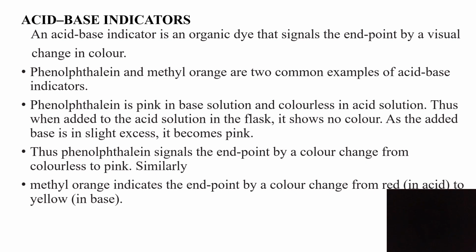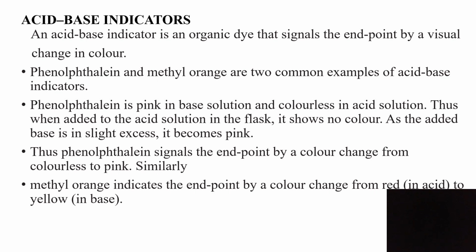The end point of the titration is shown by the color change of the indicator previously added to the acid solution in the conical flask. It is known as an acid-base indicator. Two common examples of acid-base indicators are phenolphthalein and methyl orange. Phenolphthalein is pink in base solution and colorless in acid solution. Thus, when added to the acid solution in a flask, it shows no color. When the base is added in slight excess, it becomes pink in color. Thus, phenolphthalein signals the end point by a color change from colorless to pink.